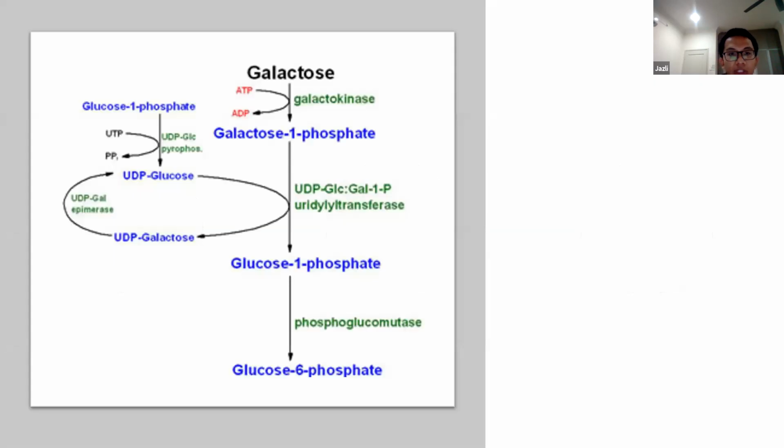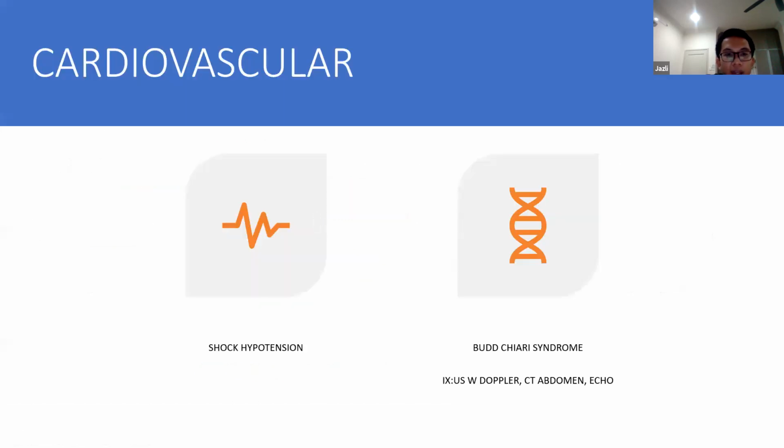Okay, so this is just roughly about galactosemia from just now. You can see that one of the enzymes included is this, and it is defective in this form of inborn error of metabolism. Okay, cardiovascular. For cardiovascular cause, it can be due to shock or hypertension, and it can be due to Budd-Chiari syndrome.